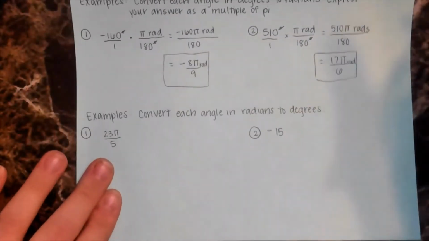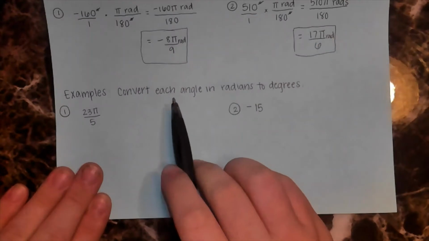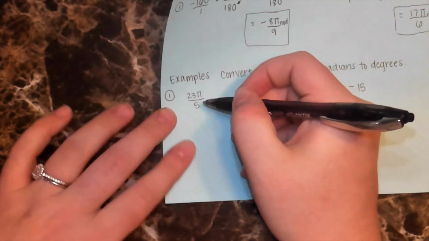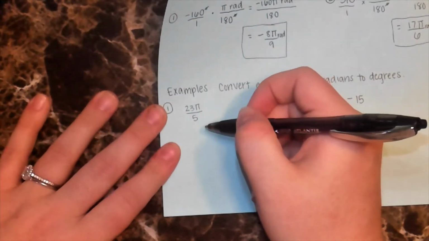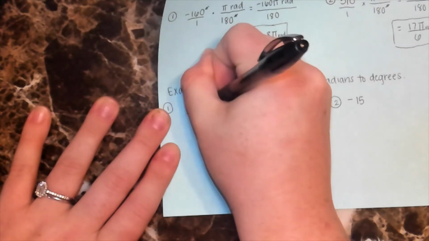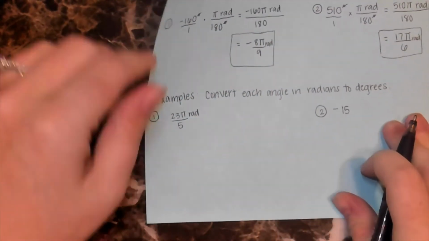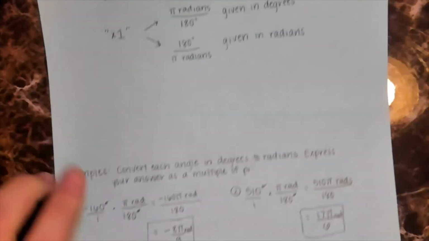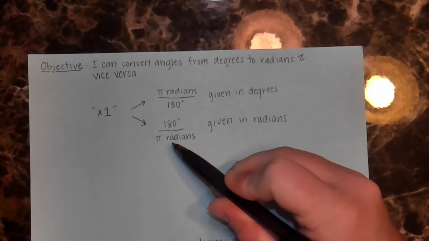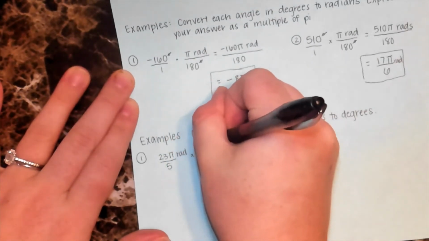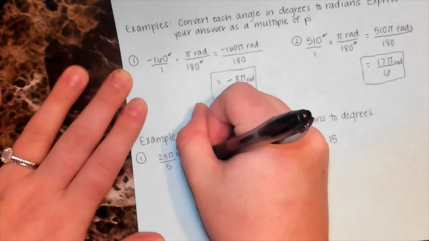The next two examples are working the other direction, so we're going to convert each angle in radians to degrees. So the first example, we have 23 pi over 5. This example is in radians because we don't see a degree symbol. And because it's given in radians, we're going to use the second conversion fraction. So I'm going to multiply by 180 degrees over pi radians.